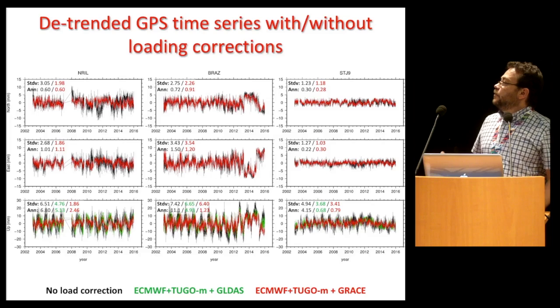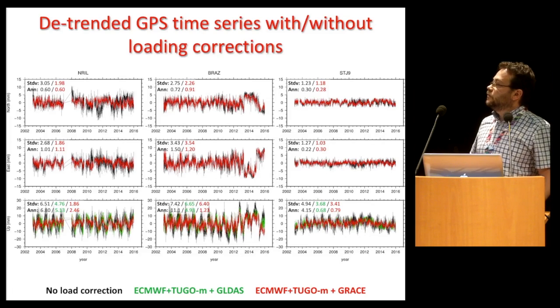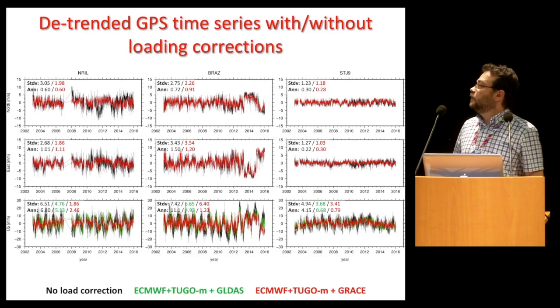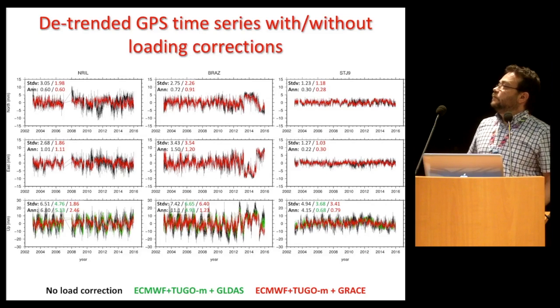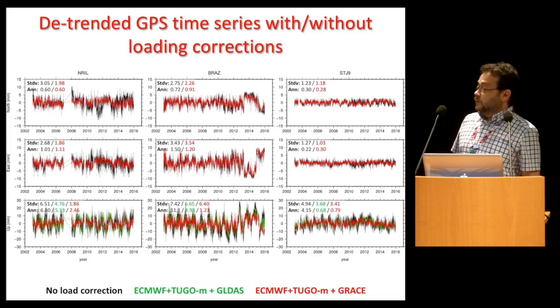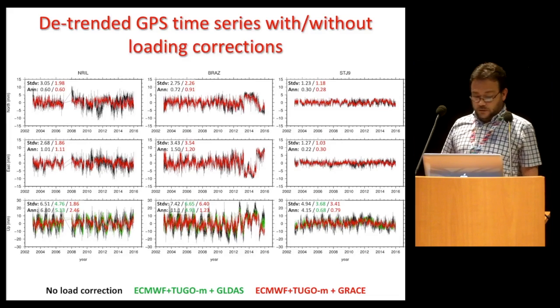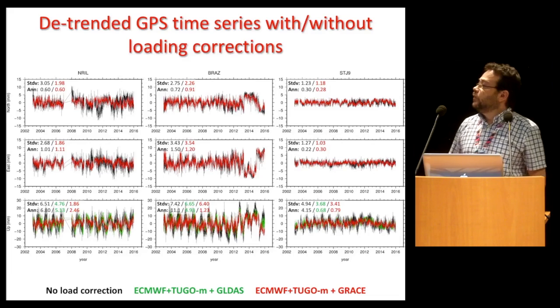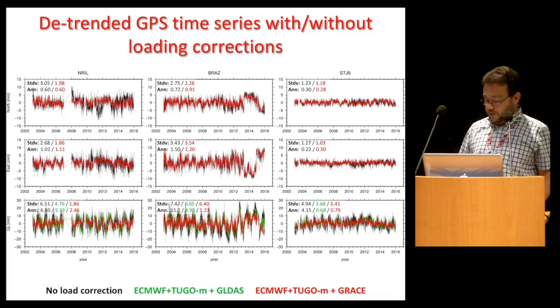And you have the value of the standard deviation indicated as well as the annual, and you see globally we significantly reduce the variability and the annual component. But if you take some other station like Brasilia, or Yellowknife, there's still some seasonal signal even in the vertical.